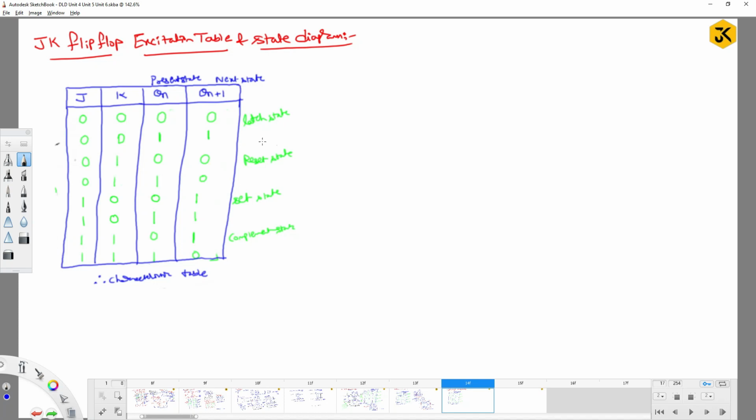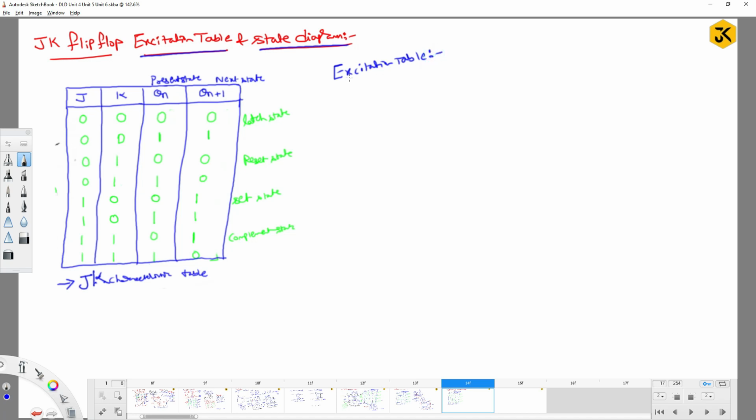Hi everyone, in today's class we'll see the JK flip-flop excitation table and also the state diagram. Guys, in the earlier classes we have seen how to derive the characteristic table for the JK flip-flop, and we have also drawn the circuit diagram for the JK flip-flop. We have also derived the function table for the JK flip-flop, right? Now in today's class we'll draw the excitation table for the JK flip-flop.